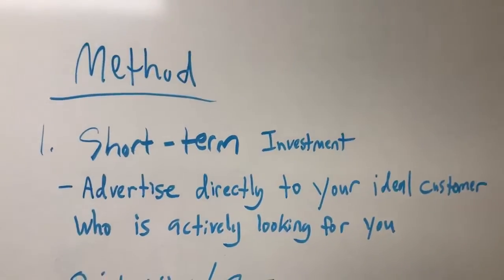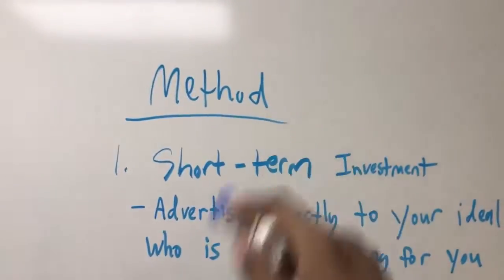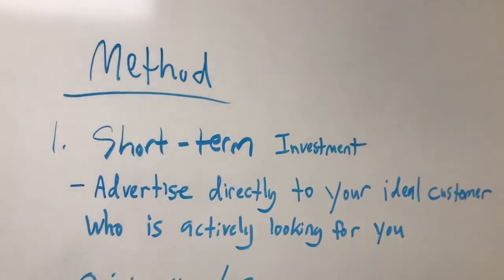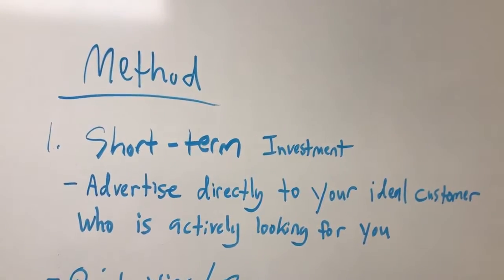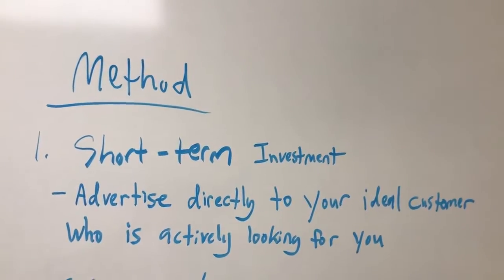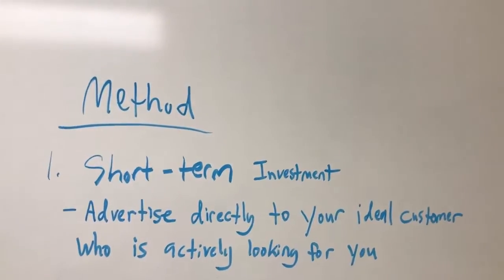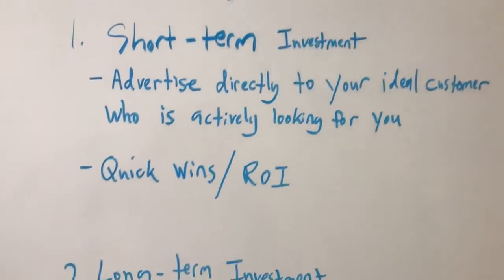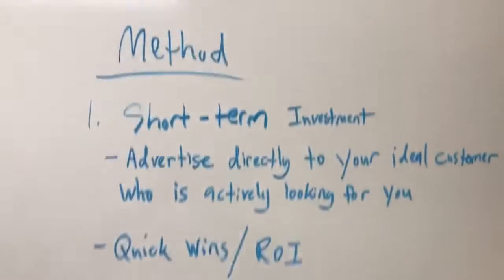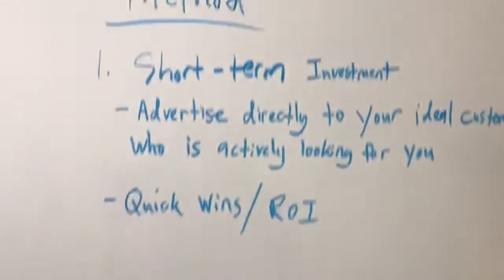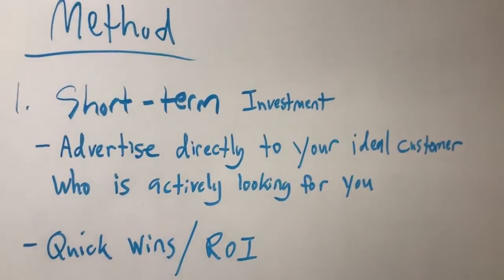So I'm going to turn this around and write something on the whiteboard. Okay, so for the method at which you market your property management business, I like to break it up into two different categories: short-term and long-term. And just to break it down for you here, I've got some definitions.